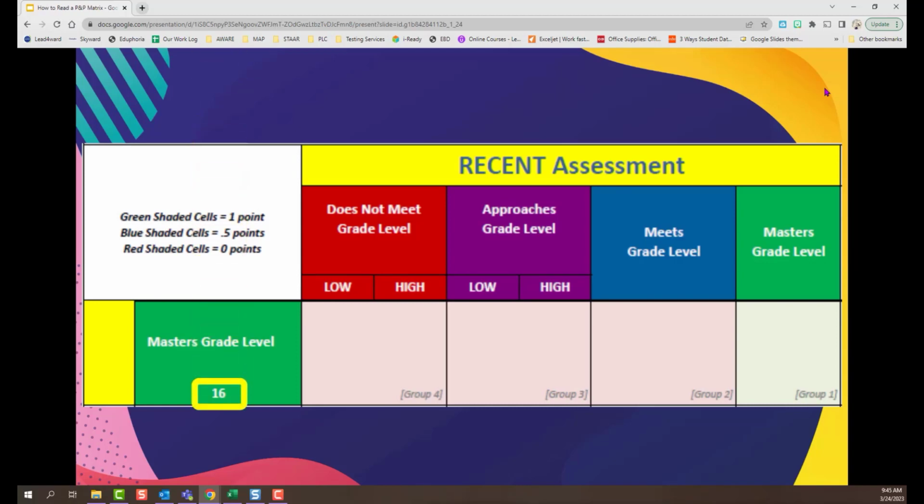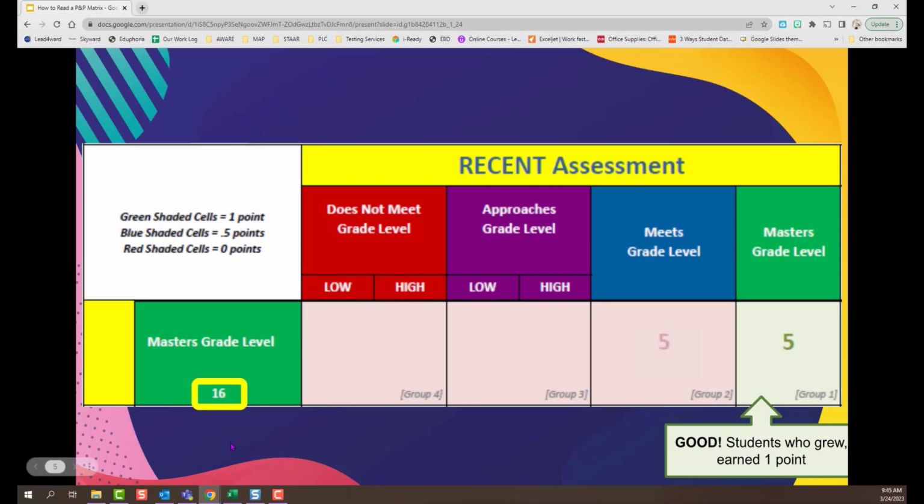In that masters grade level box on the left, it'll tell you the amount of students that were masters grade level last year. So in this example, I have 16 students who were masters grade level last year. This number in the very right-hand box tells me how many students stayed masters on the assessment that I pulled data for. So for me, I've got 5 students who stayed masters. That's great. They're showing growth. They're earning us a point.